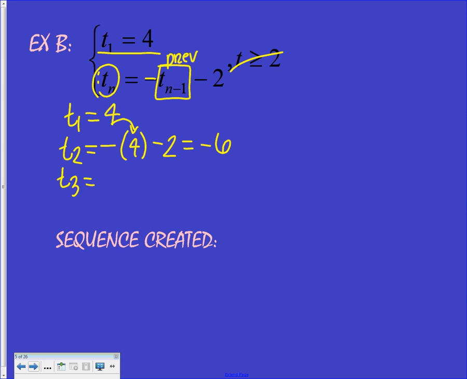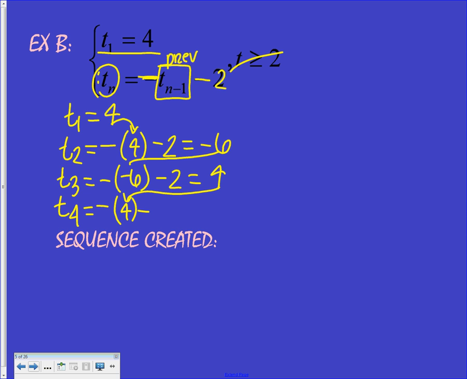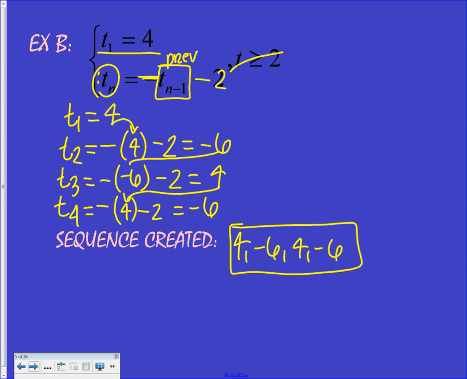So now I'm going to find my third term. My formula, negative my previous term, so my negative 6 is dropping down this time, minus 2. Well, negative 6 is a positive 6, minus 2 is a 4. And my fourth term here, formula, negative previous term, my 4 drops down, minus 2 is a negative 6. So this is kind of an odd formula that just bounces back between 4 and negative 6. This one would not be arithmetic because there's not a constant difference each time, but it is a sequence of numbers.